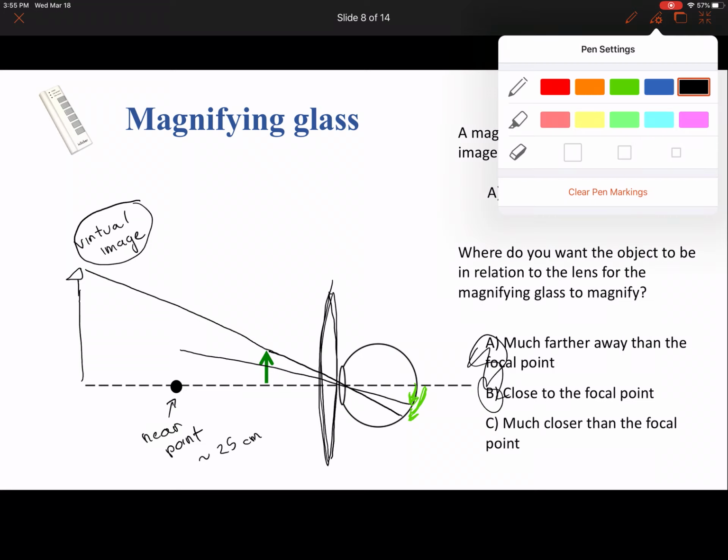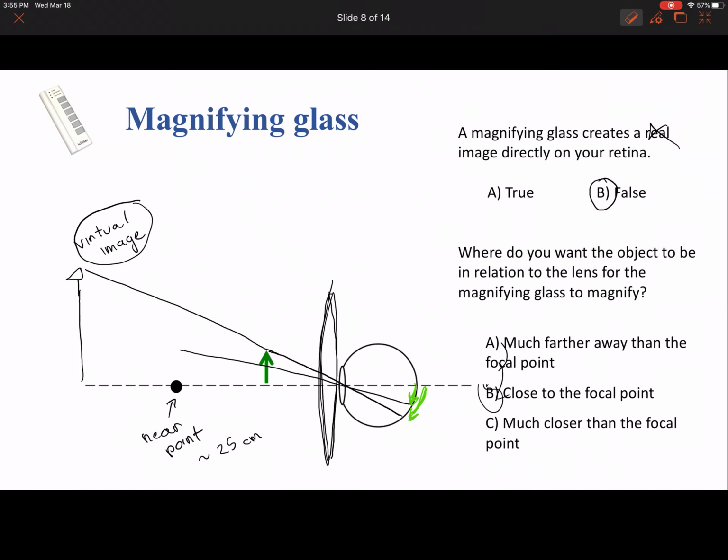And I need to erase a little bit here. Where do you want the object to be in relation to the lens of the magnifying glass in order to magnify? So when I use this magnifying glass, where do I want my object? Do I want it very far away from the focal point of this magnifying glass?